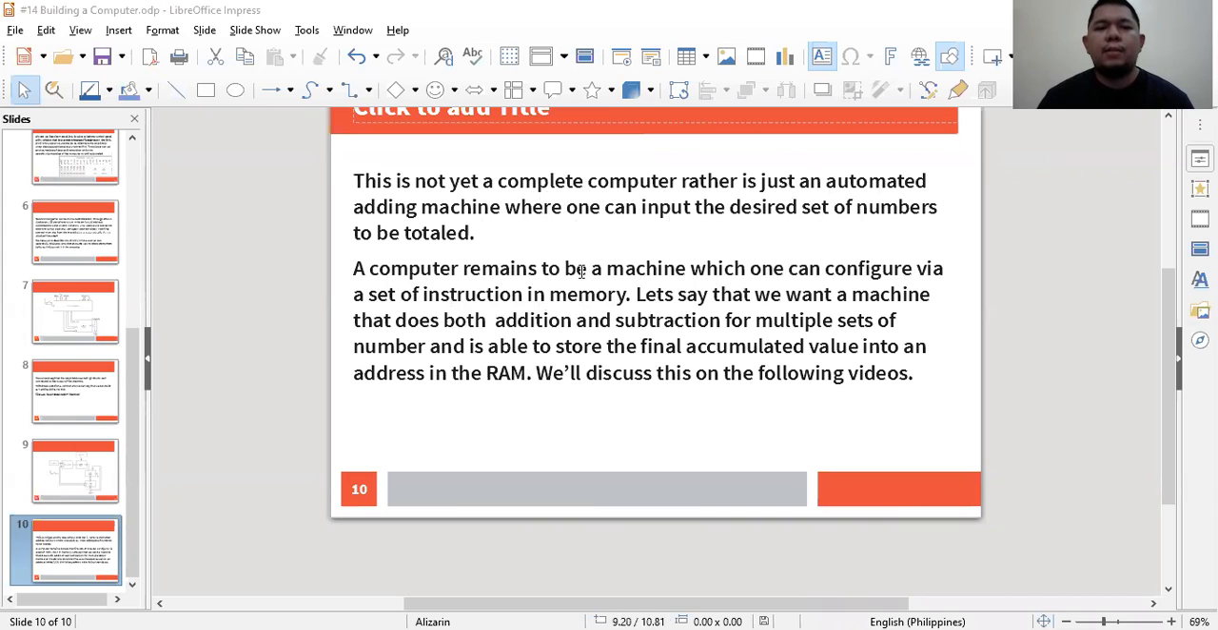We can configure the set of instructions that we need to do. Let's say we need to do a summation of a set of numbers, and then the difference of a set of numbers, and then we can load them back into memory. So let's say that we want a machine that does both addition and subtraction for multiple sets of numbers, and is able to store the final accumulated value into an address in the RAM.